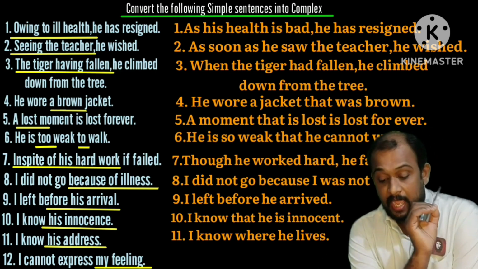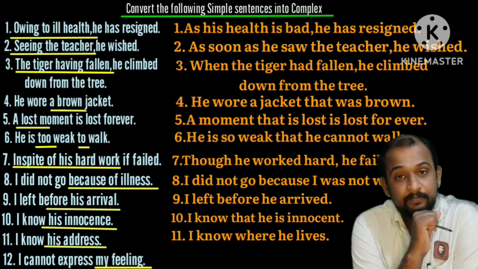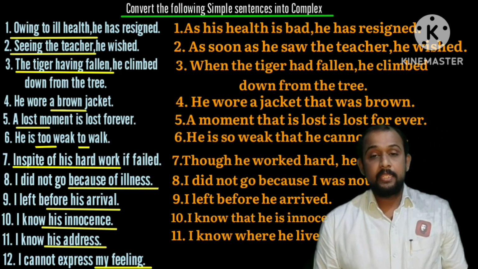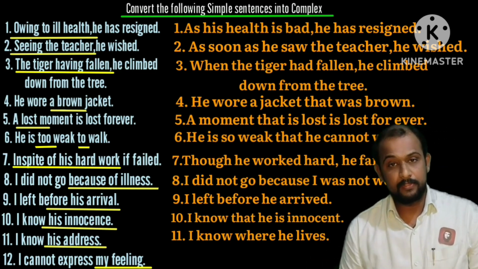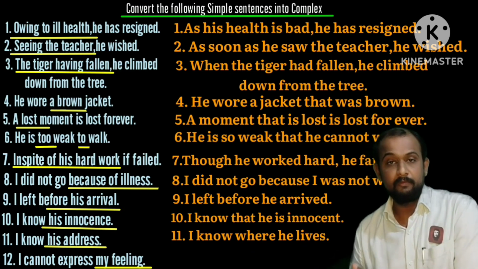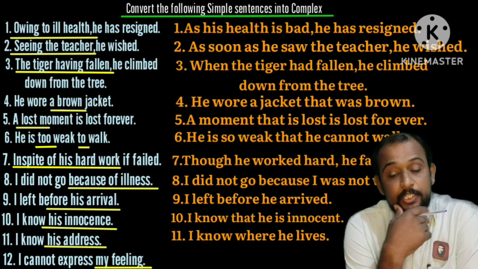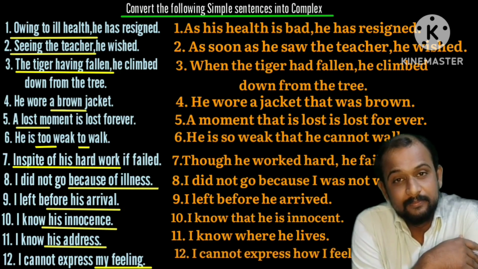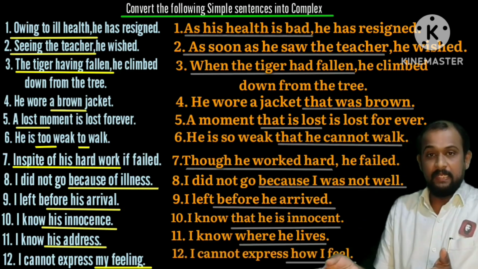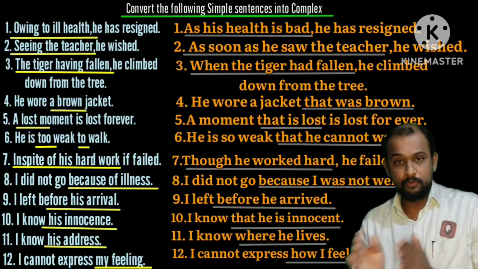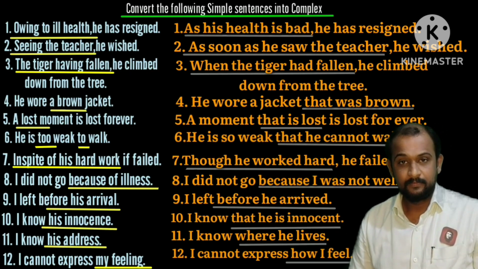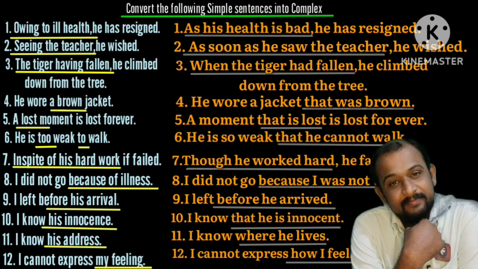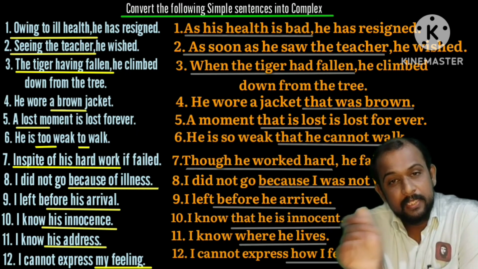See the last one. I cannot express my feeling. I cannot express is the main clause here. My feeling must be converted into a clause. I cannot express how I feel. See, how I feel. I feel is a clause, subject verb combination. I feel, you feel, they feel. I cannot express is the main clause. How I feel is a subclause.